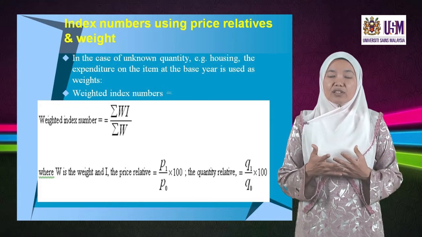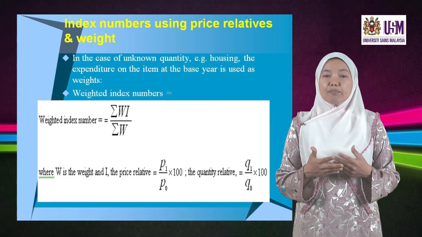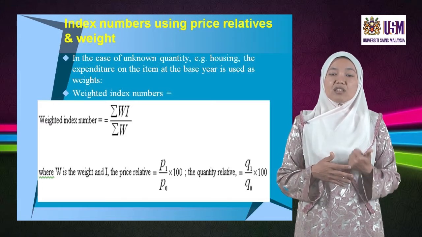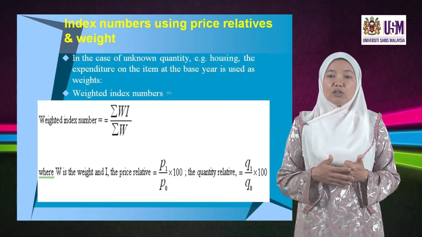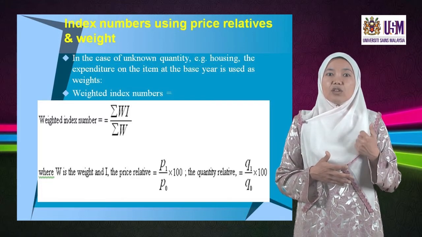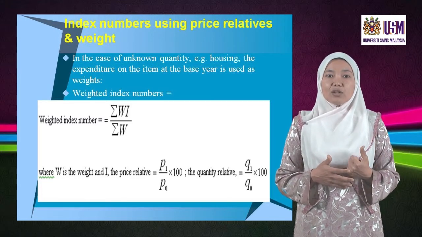So price relative is given as P1 over P0 multiplied with 100. If we are talking about quantity relative, it's given as Q1 over Q0 multiplied with 100. So this is in the case that you do not know the current year quantity.